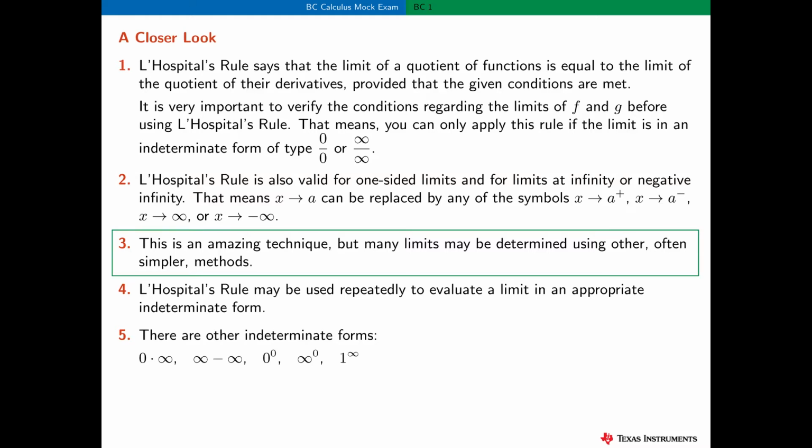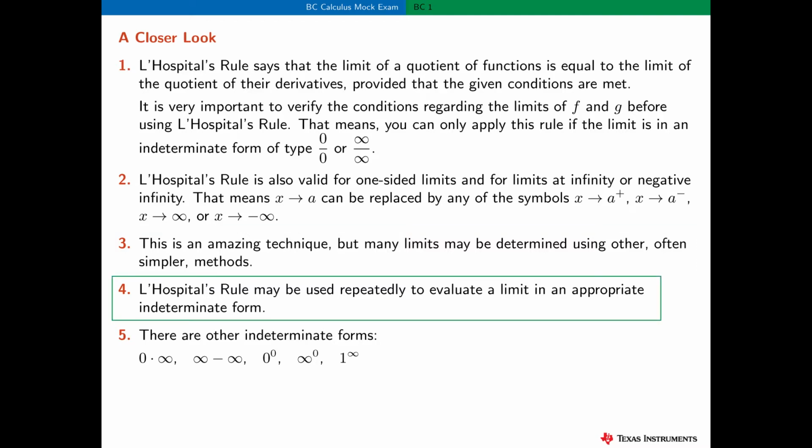I know I get too excited about this stuff, but this is a pretty amazing technique. And a proof of a special case of this rule is usually presented in AP Calculus texts. And there's a very nice visualization of this special case using technology. It's available in a calculator application on the TI website.